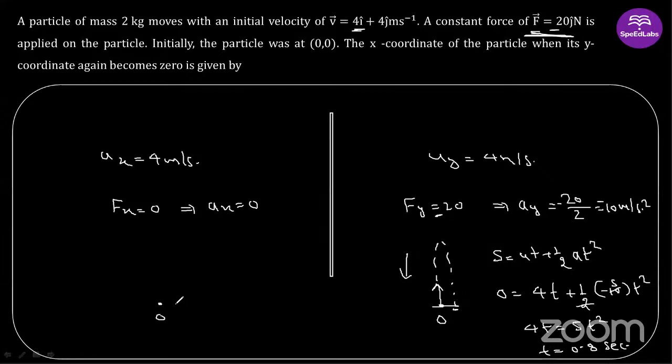Now what is happening along x? It was traveling with 4 meter per second and it will remain moving with the same velocity because acceleration is 0. So the displacement traveled is just speed into time. Time is 4 by 5, or 0.8, so we get 3.2 meter. So the x coordinate will be 3.2. That's the answer. Is it clear to everyone?